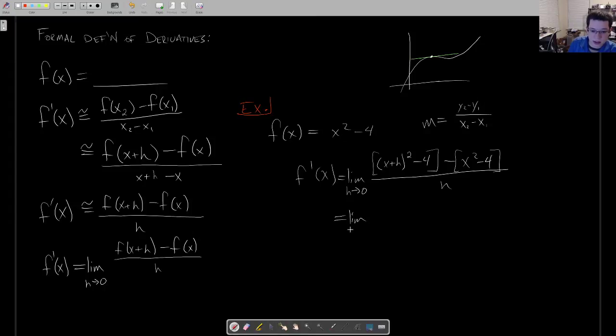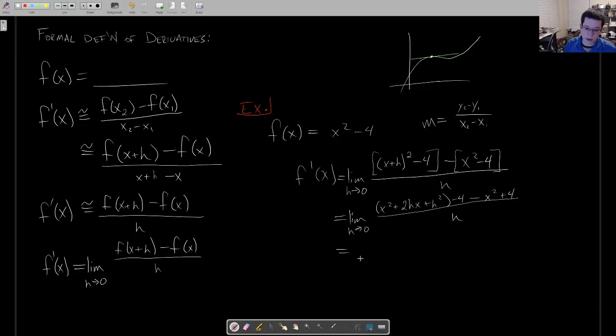Now we're still taking the limit as h goes to 0. So we'll expand this out. So x plus h squared is x squared plus 2hx plus h squared minus 4 minus, and we'll distribute the negative in, so negative x squared plus 4, all divided by h. I'm writing crooked. Rotate the drawing pad.